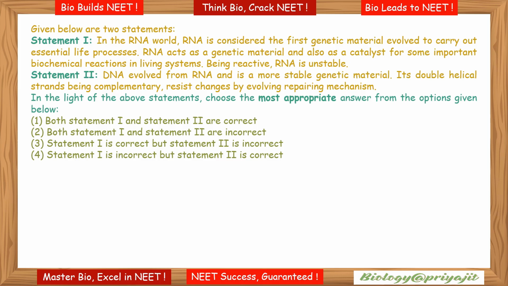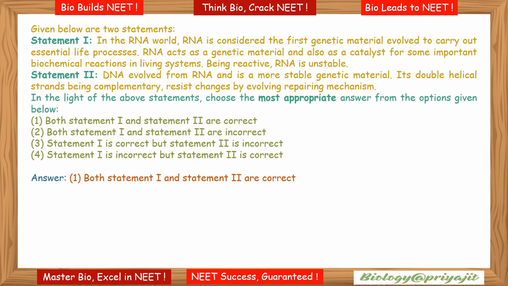Next, given below are two statements. Statement 1: in the RNA world, RNA is considered the first genetic material evolved to carry out essential life processes. RNA acts as a genetic material and also as a catalyst for some important biochemical reactions in living systems. Being reactive, RNA is unstable. Statement 2 says DNA evolved from RNA and is a more stable genetic material. Its double helical strands being complementary resist changes by evolving repair mechanisms. In the light of the above statements, choose the most appropriate answer from the options given below.